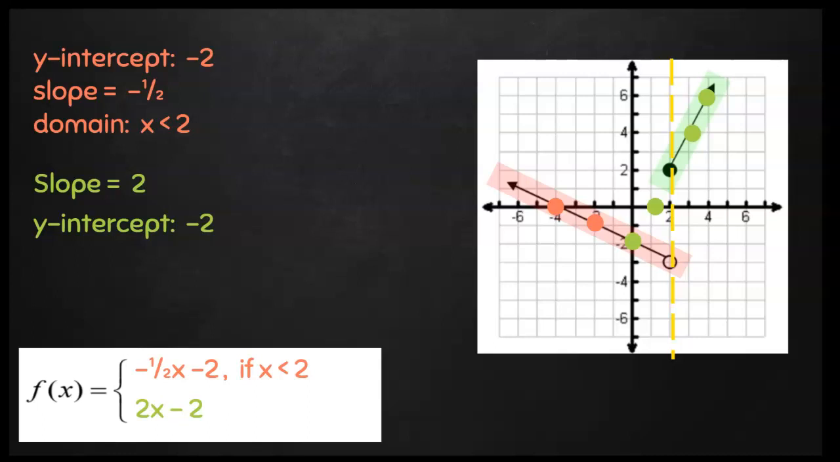So now looking where your x's are for the green piece, I see my line is pointing towards the right. So I'm looking at x's that are greater than 2. Now it's not only a greater than, it's a greater than or equal to because at that endpoint, at that 2, I have a closed circle. Now that's going to be the domain written as an inequality for the green equation.